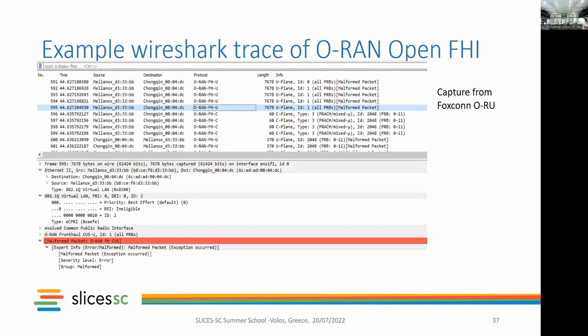This is an example of a Wireshark trace of an O-RAN radio unit that we can't talk about. So this was not Benetel, this is from a Foxconn O-RU that we have at EURECOM. We're doing interoperability testing with a few of these in parallel. Maybe it's hard for everybody to see, but you can look at it afterwards.